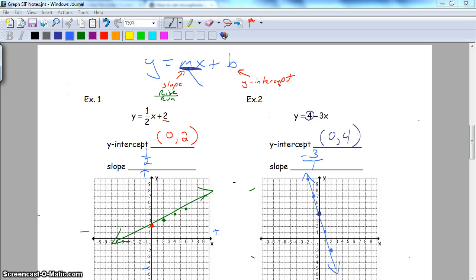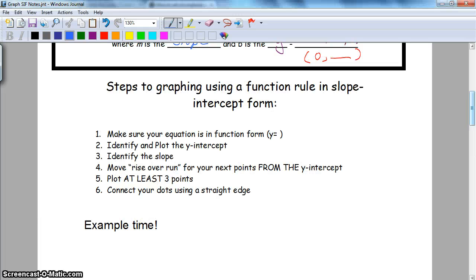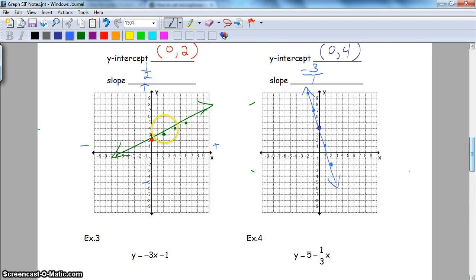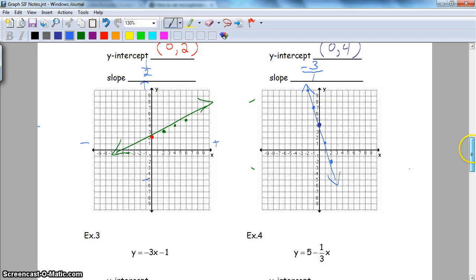Here's the thing, y'all. I don't want you to remember, if I go up, then I have to go left, and if I go down, then I have to go right. Just do your rise over run, and then just look at your line. Is it positive? No. Then go the other way. Is it supposed to be negative? Just check that your line is going the direction that it's supposed to go.